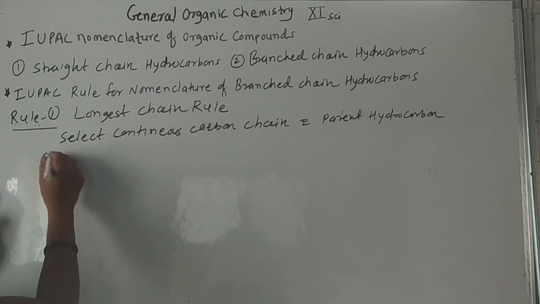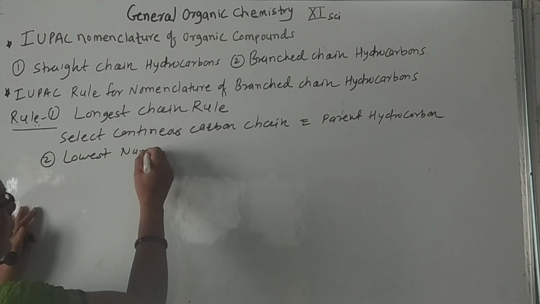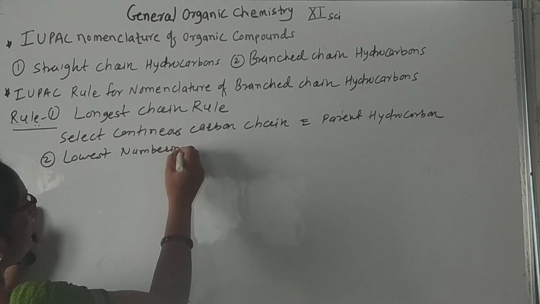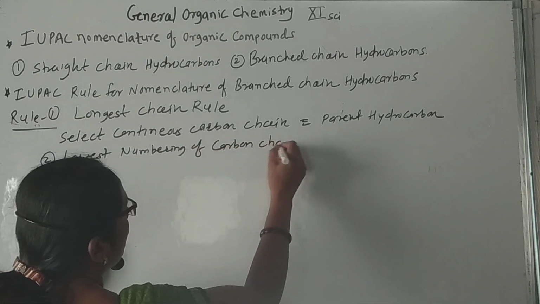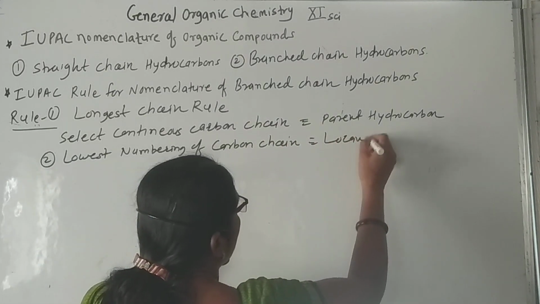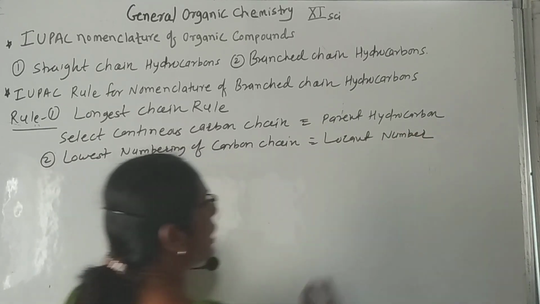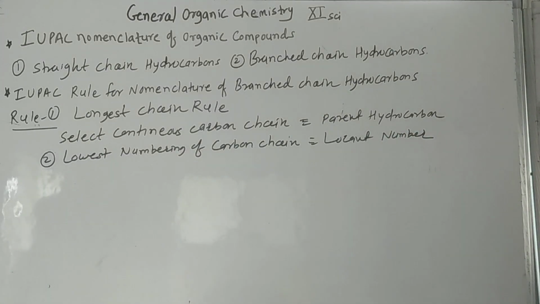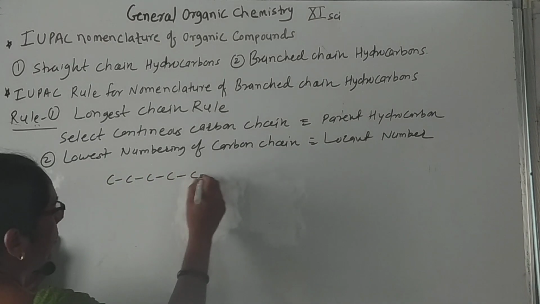The second rule is the lowest numbering of the carbon chain. Now we have to give the numbering to the parent chain so that whatever group is attached, meaning the alkyl group, has the lowest possible number. Suppose I consider an example.